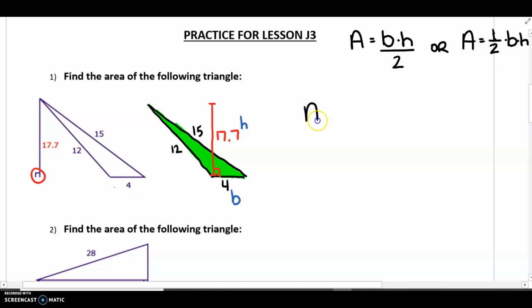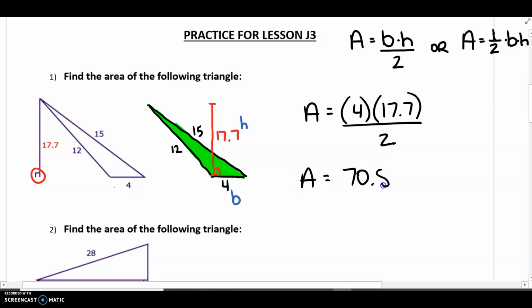So for this problem, my area is equal to the base of 4 times a height of 17.7 divided by 2. So when I go and work that out, 4 times 17.7 gives me 70.8. When I divide that by 2, I get 35.4. So that's going to be 35.4 units squared.